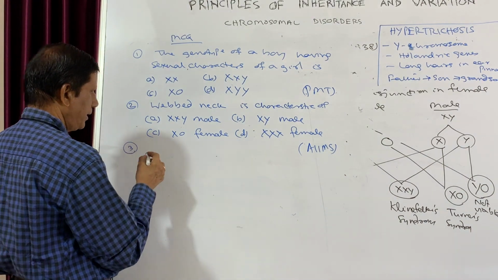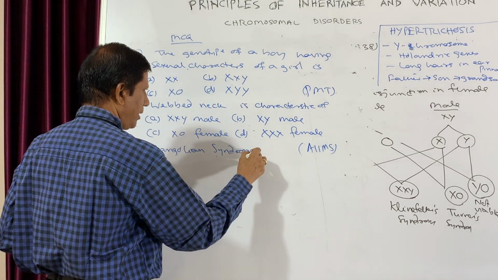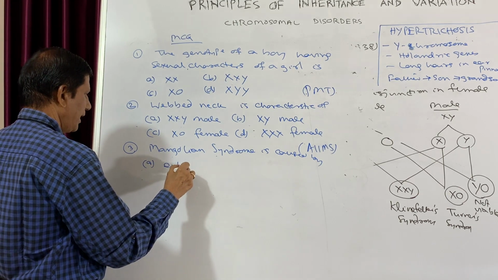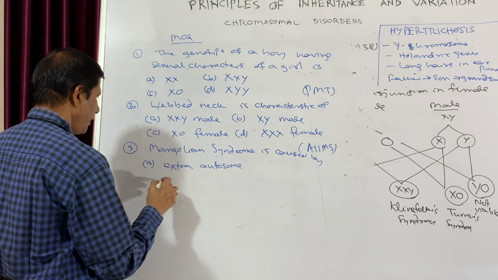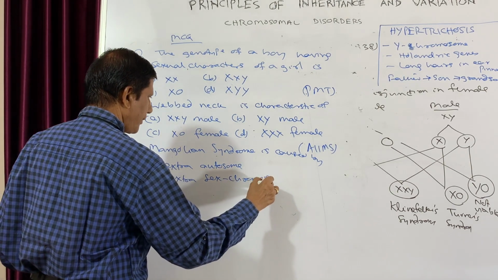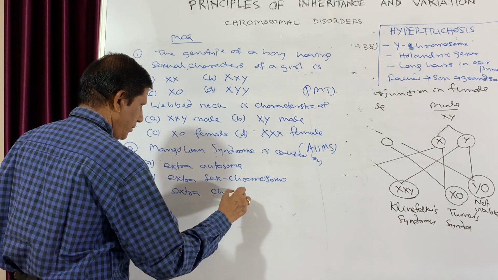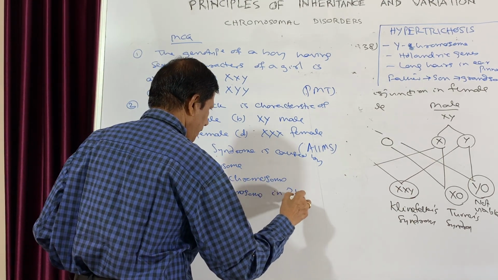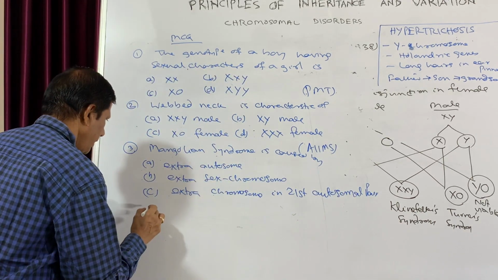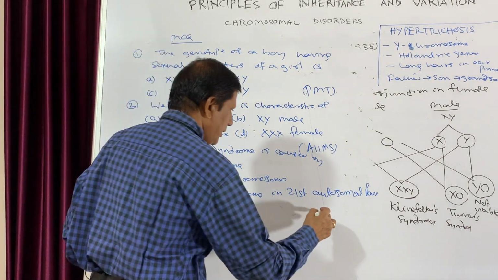Now let us discuss also a third question. Mongolian syndrome is caused by: first choice extra autosome, second choice extra sex chromosome, third choice extra chromosome in 21st autosomal pair, and the fourth choice is gene mutation. This question was asked in AFMC.